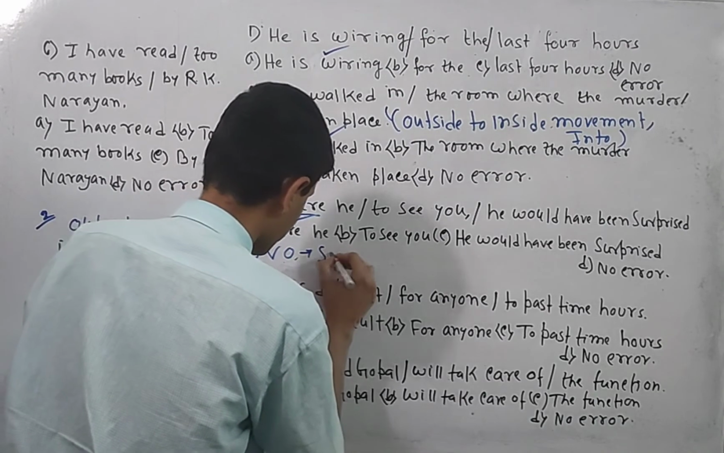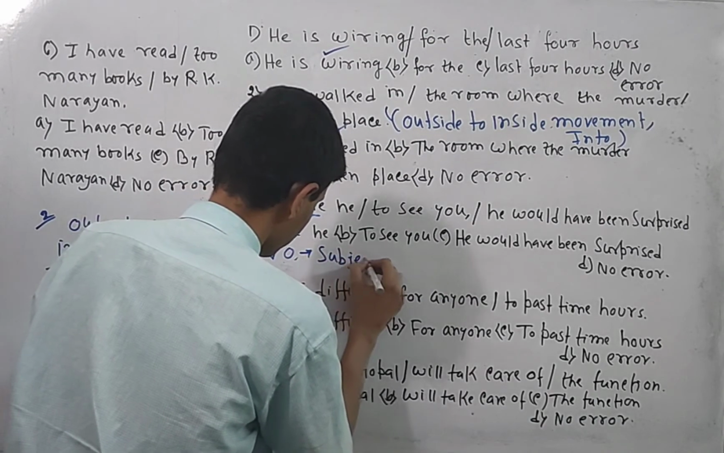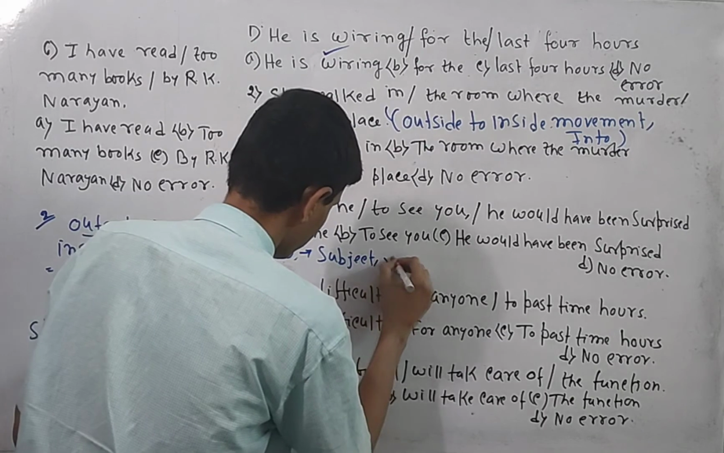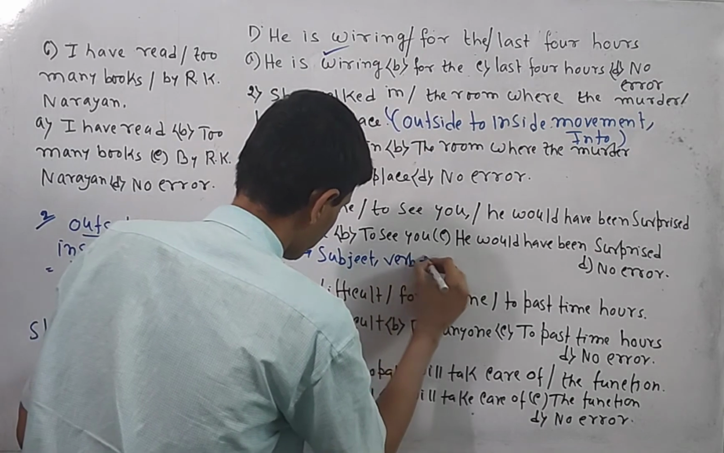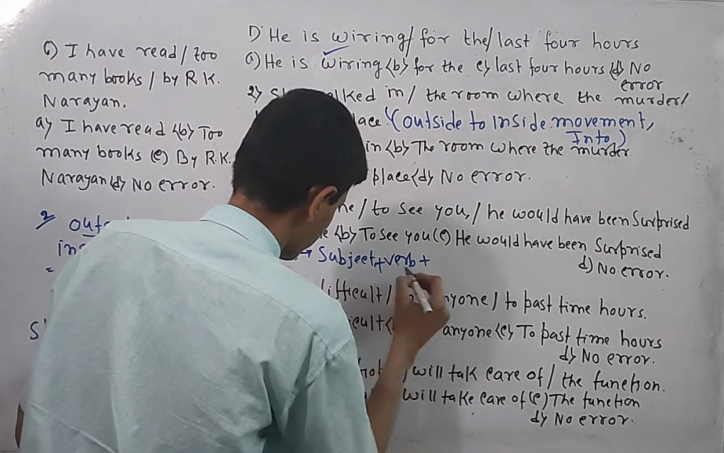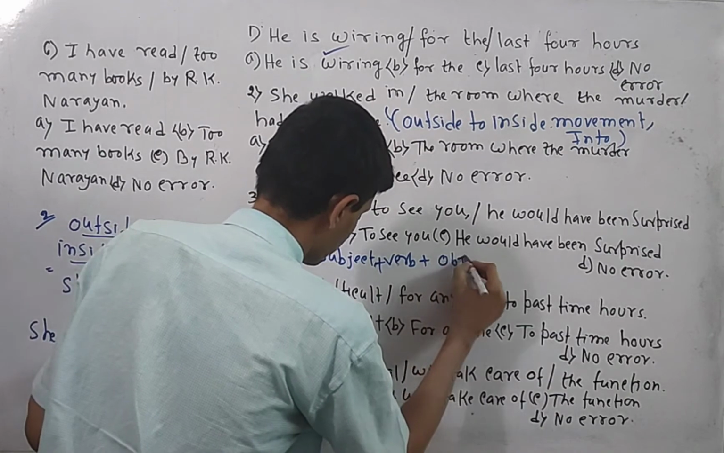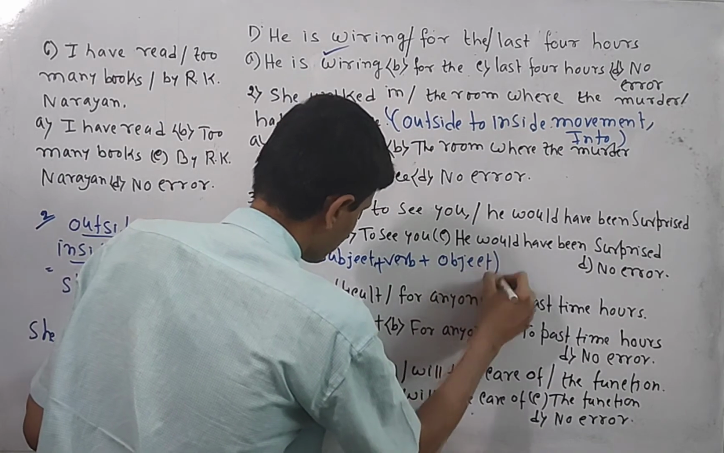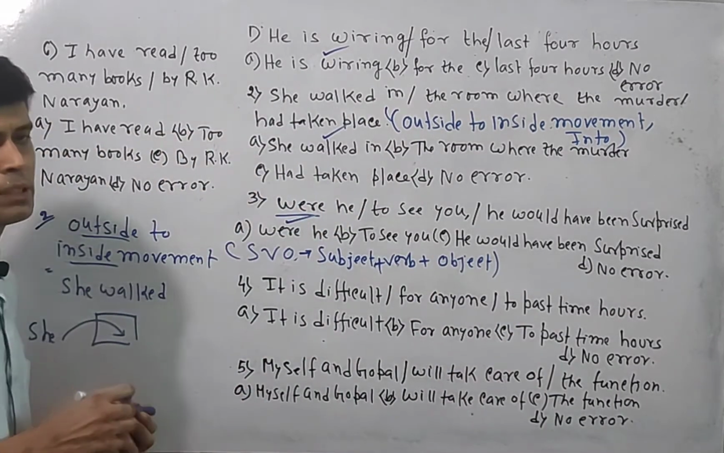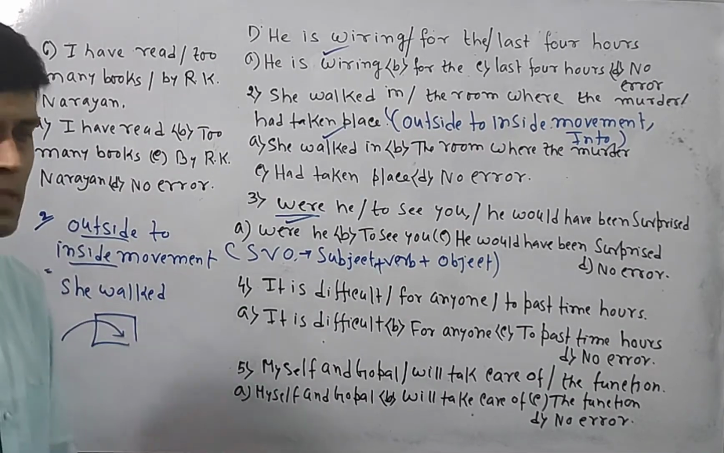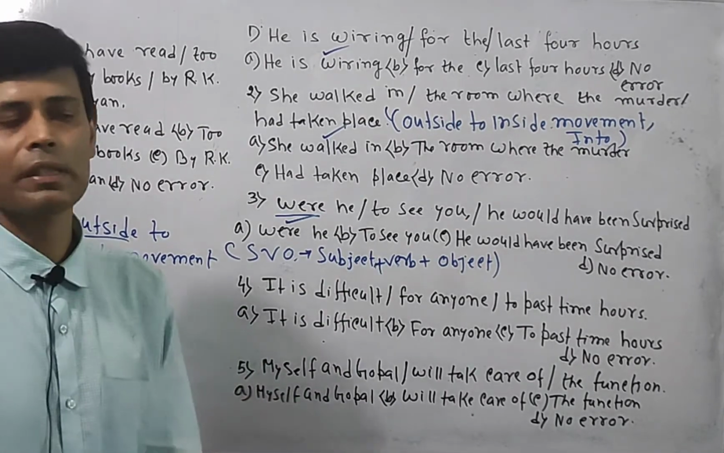This means subject, verb, object. Object may not be there. Instead of object, some complementary part may be there, but something must be there.